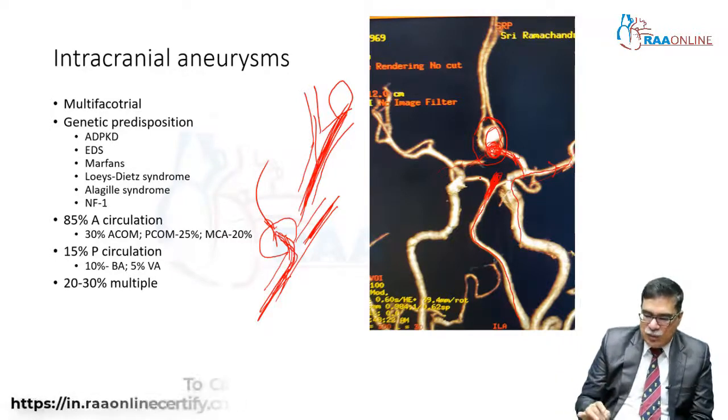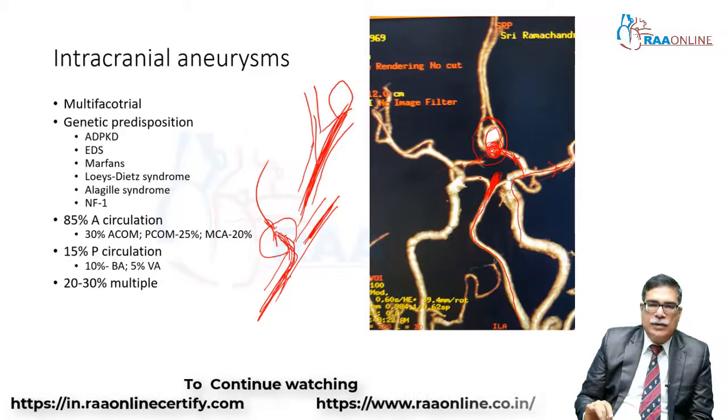In about one-third of patients, 20 to 30% of patients, the aneurysms are multiple, and many different vessel walls can have them.